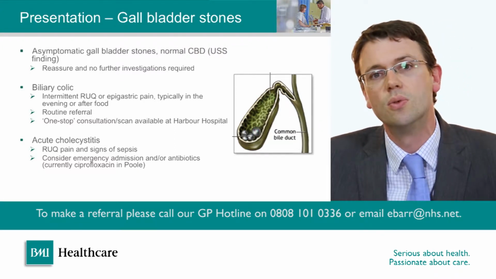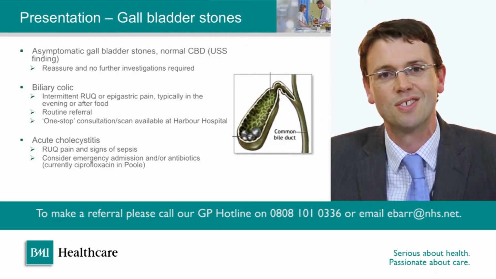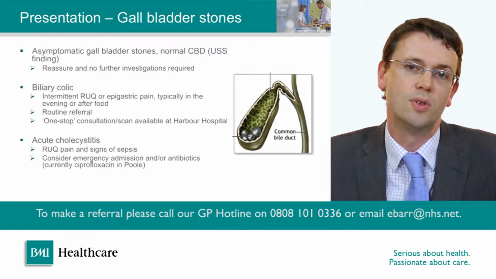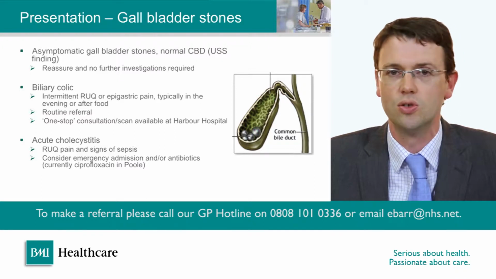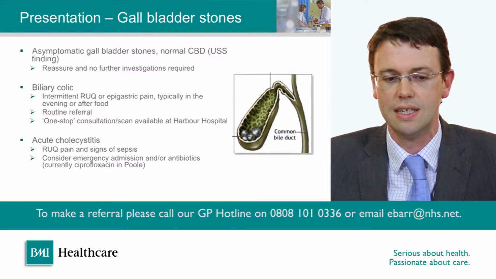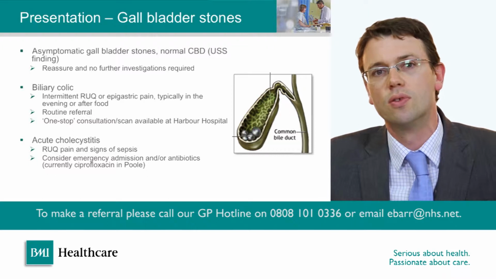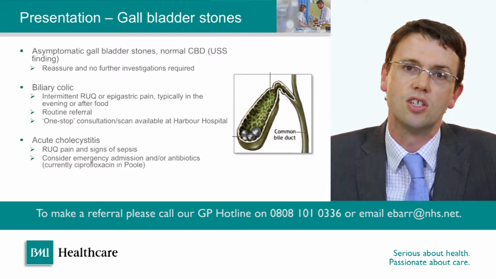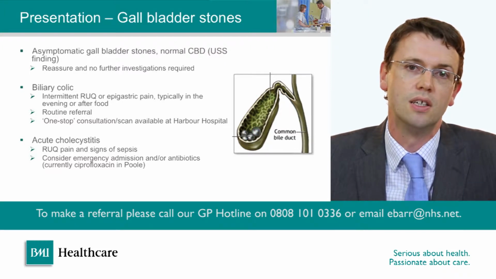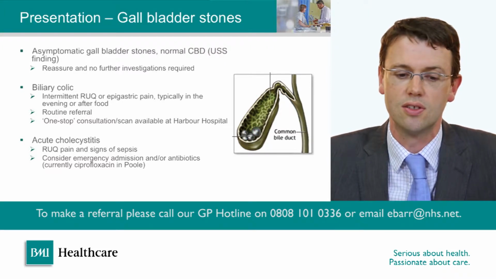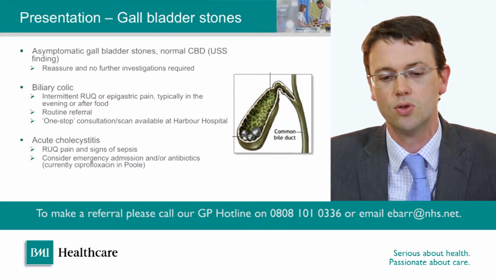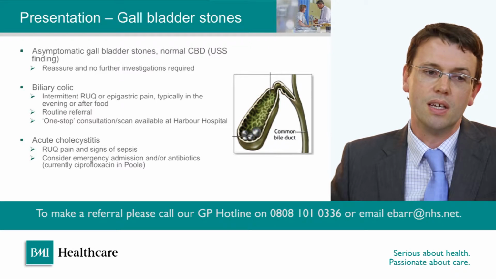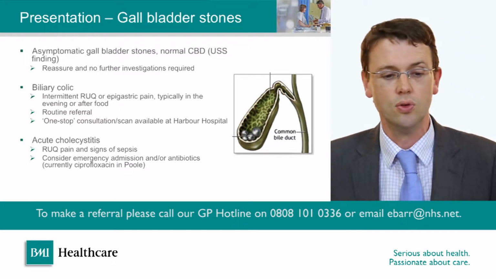The first one that we see is actually asymptomatic stones, often seen on scans, and you'll be aware that if they've got a normal common bile duct, those patients can be reassured and no further investigations are needed. The next group that's seen very frequently in the community is those with biliary colic. So essentially we're talking about stones within the gallbladder, causing the gallbladder to contract and causing the typical epigastric or right upper quadrant pain. The pain is often in the evening and tends to be worse after food.